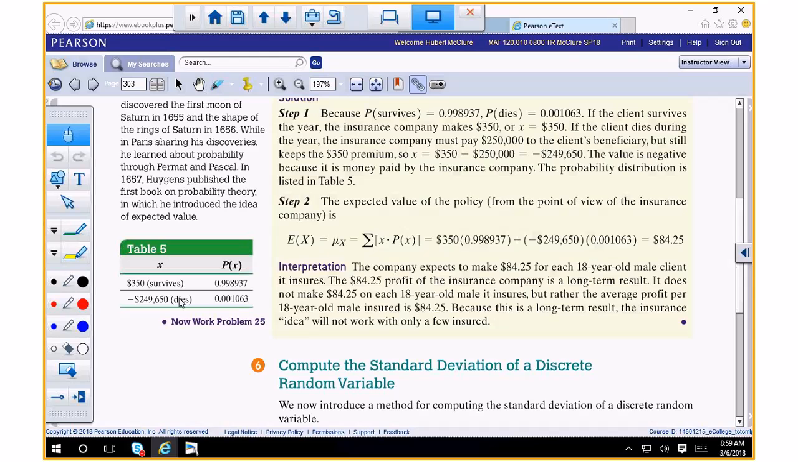$84.25. The company expects to make $84 for each 18-year-old. Now, I want y'all to think about that because I'm going to be honest with you. Next to banking and next to Vegas, the owner of a Vegas casino, not a gambler, who makes a lot of money? Insurance companies.